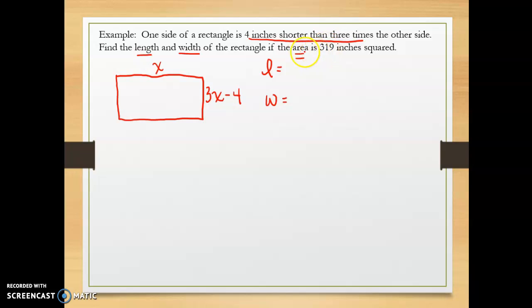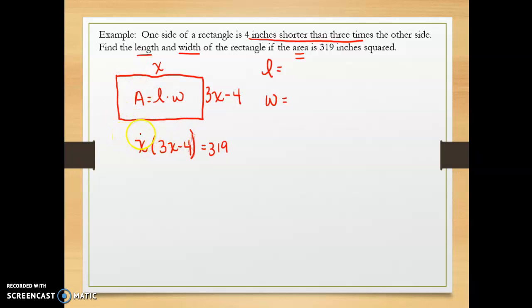Now another thing it tells me is the area. Well, what's one pretty basic thing we know about area? Well, it's length times width. So that's saying that my length, which is x, times my width, 3x minus 4, equals 319 inches. So how am I going to solve this?